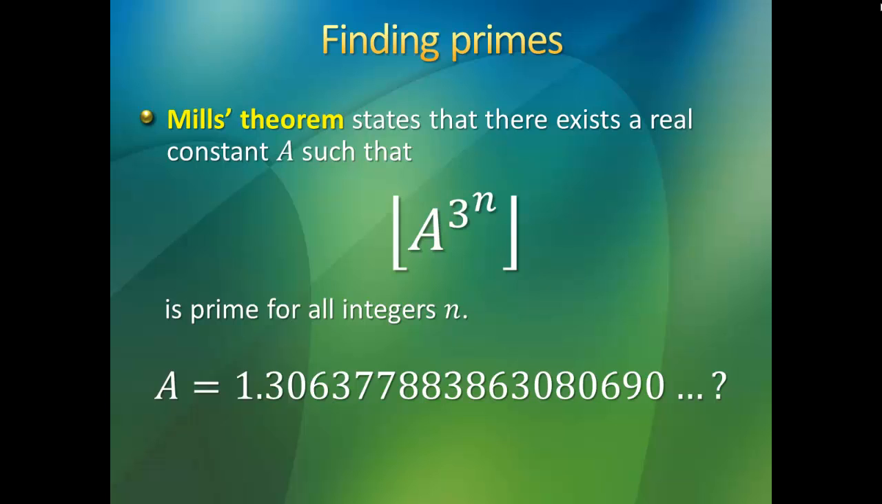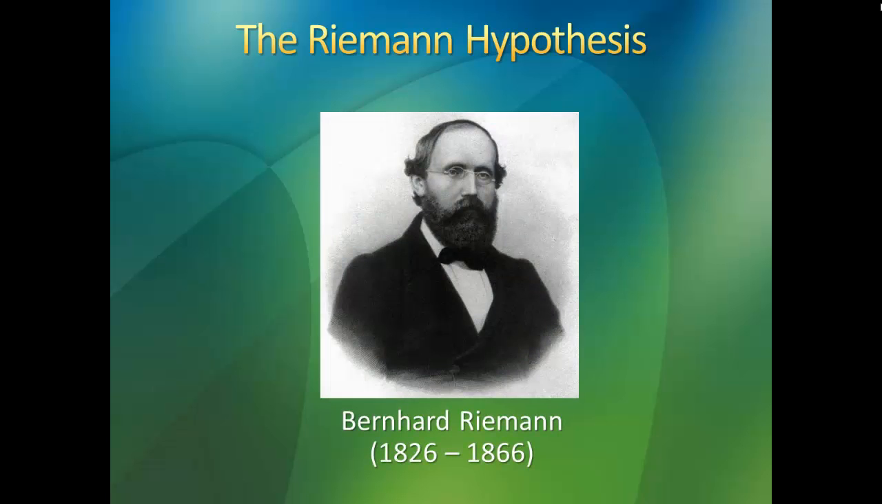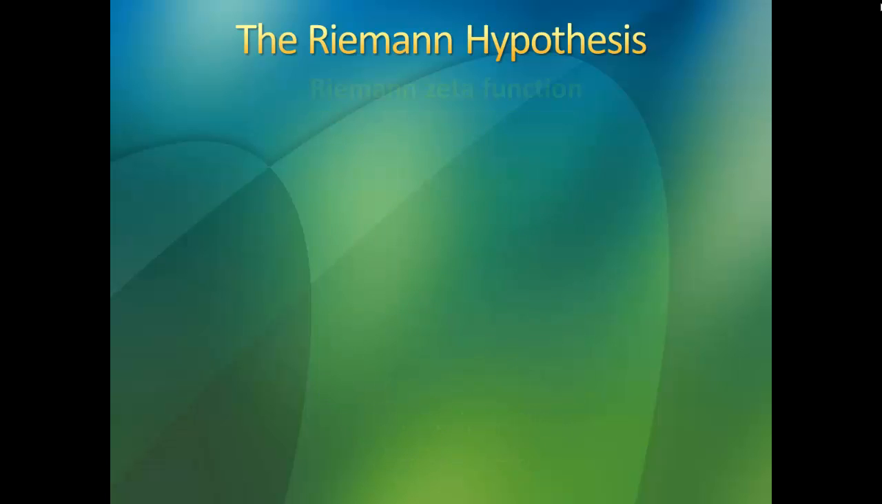But we can't be sure that this is the true value of a, because this value, called Mills' constant, is based on the assumption that one of the biggest unsolved conjectures in number theory, called the Riemann Hypothesis, is true. Let me explain what that is. The Riemann Hypothesis was proposed by Bernard Riemann in 1859, and it's based off his Riemann zeta function.